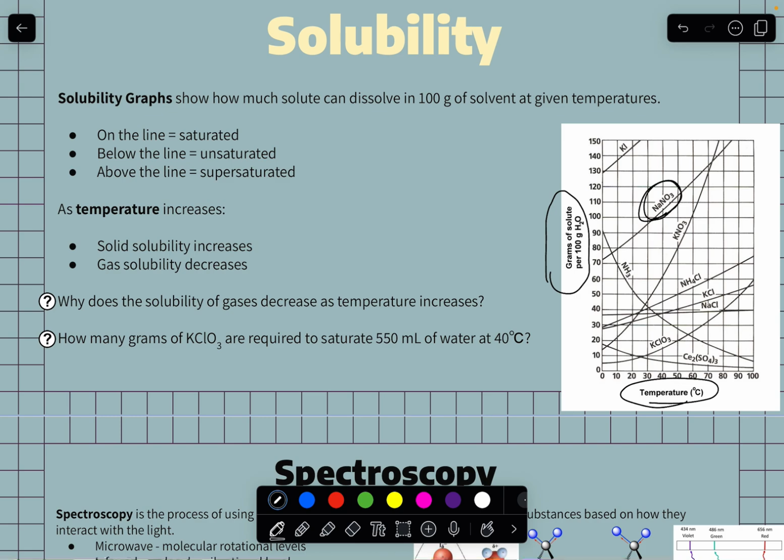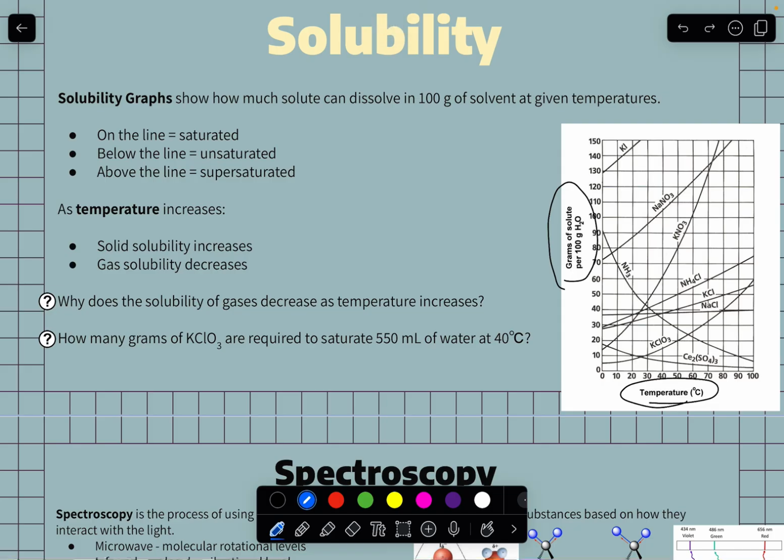So this one here is for NaNO3. If we are on this line here, it is a saturated solution. If we are above, it is supersaturated. Below is unsaturated. Okay. And remember, as solids increase in temperature, solubility increases. For gases, it decreases. That's why NH3 is going down there.